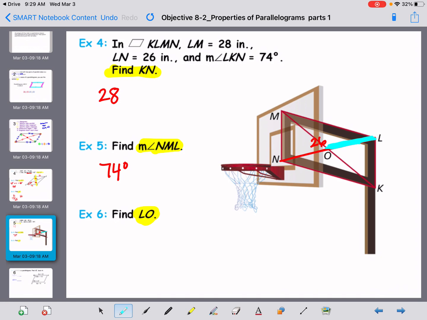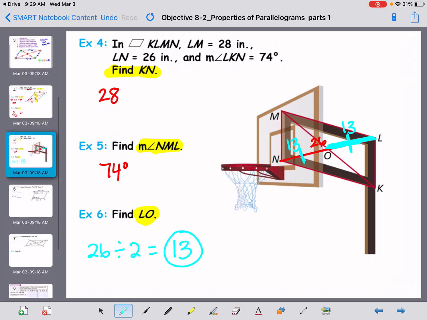Now, there's a rule about things being bisected. If things are bisected, they're in two equal parts, which means this side would be congruent to that side. If the whole thing is 26 and two equal parts, that means I say 26 divided by 2. That gives me 13. So that means that LO is 13 and ON is 13. So 13 will be my answer.